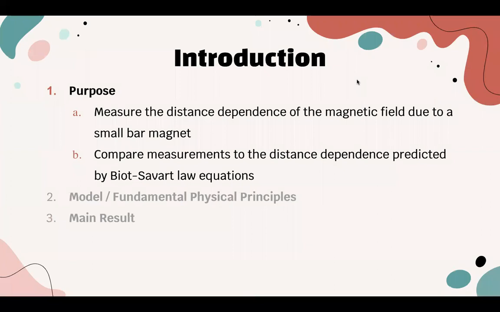Firstly, the purpose of this lab was to measure the distance dependence of the magnetic field due to a small bar magnet and to compare the measurements to the distance dependence predicted by the Biot-Savart law.